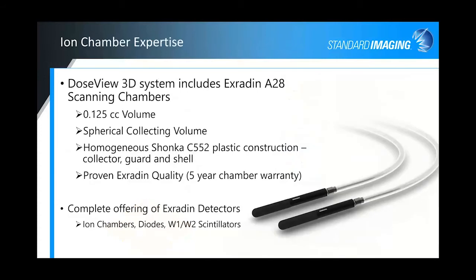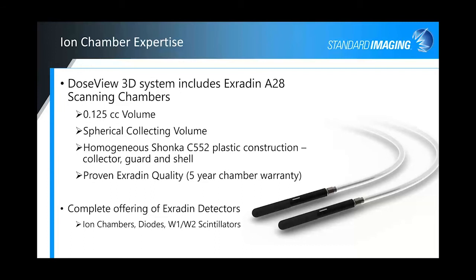And our 3D system includes our X-ray A28 scanning chambers. They're our standard 0.125 cc volume scanning chambers. They have a perfectly spherical collecting volume, so if you're going cross-plane or in-plane, you don't have to worry about any kind of offset. You get good readings in both directions.